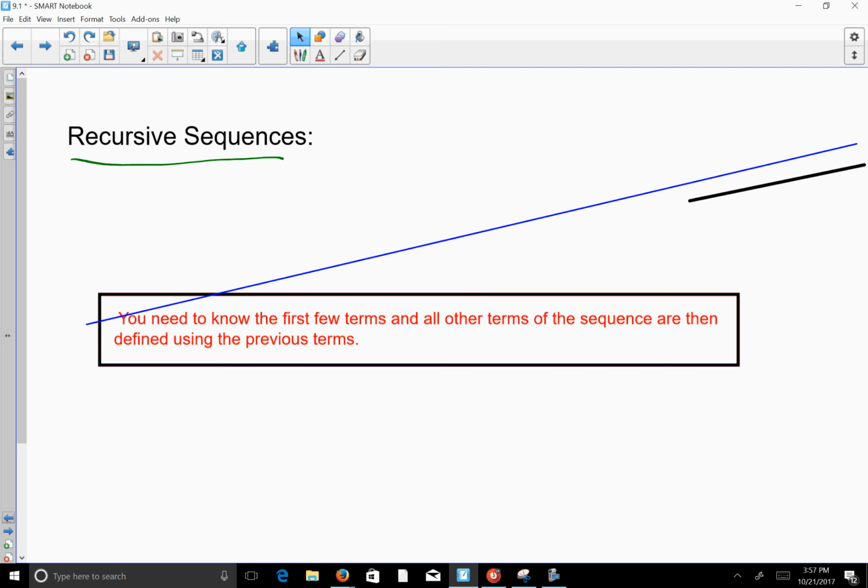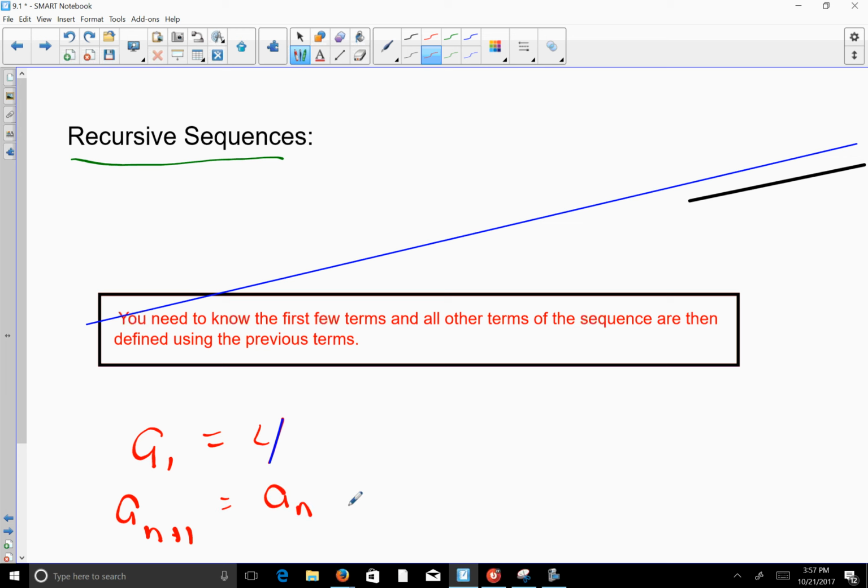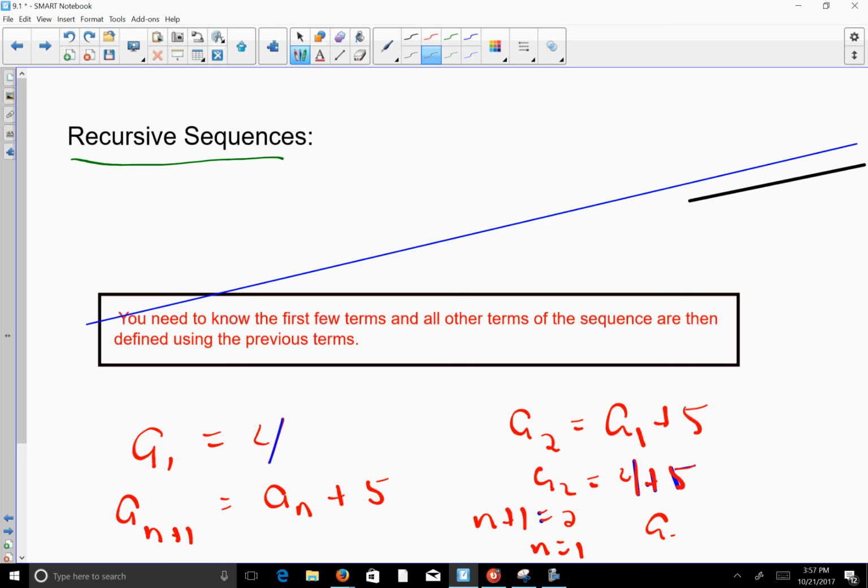If I look at a recursive sequence, I'm always going to tell you what your first term is. So let's say my first term is 4. And then to get to the next term, so n plus 1, I look at the previous term, which would just be n, and let's say I add 5. So to get 2 here, that n plus 1 is technically equal to 2, which means n is equal to 1. So to get the second term, I would take the first term, 4, and add 5, and I would get my second term to be 9.